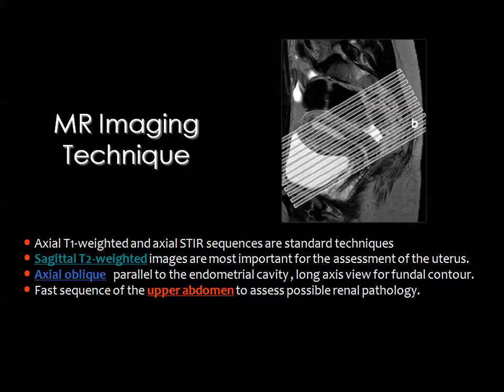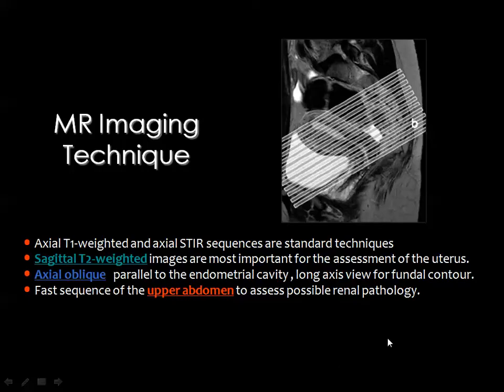Then one of the important pulse sequences which should never be omitted in the examination of the female pelvis is the sagittal T2 weighted images. And this is very important to assess the uterine anatomy and most of the uterine pathology, especially whenever you are inquired about the zonal anatomy and endometrial pathology.